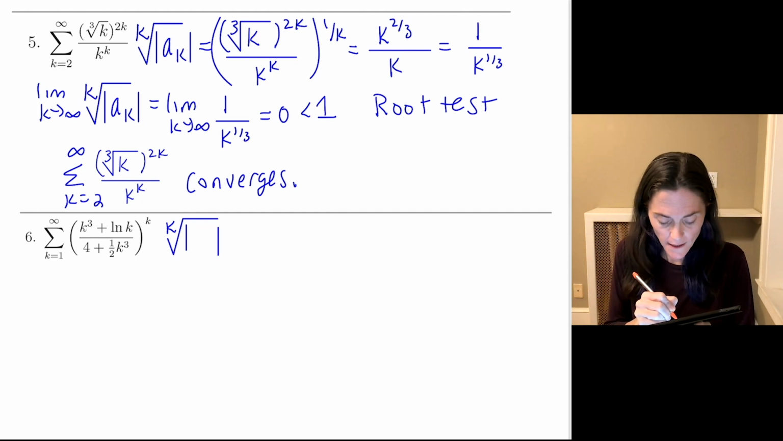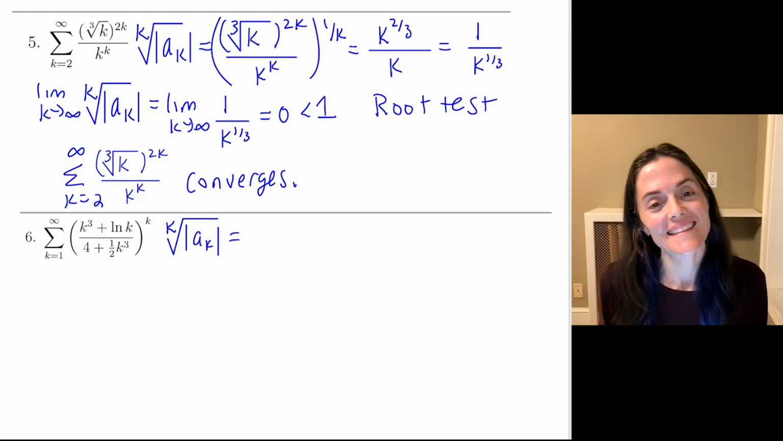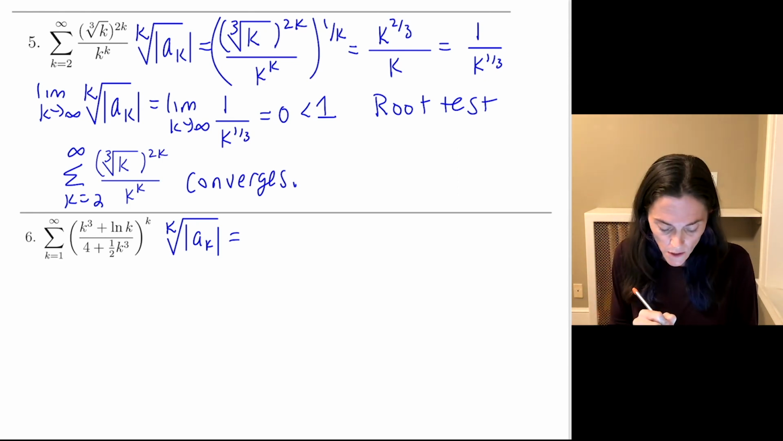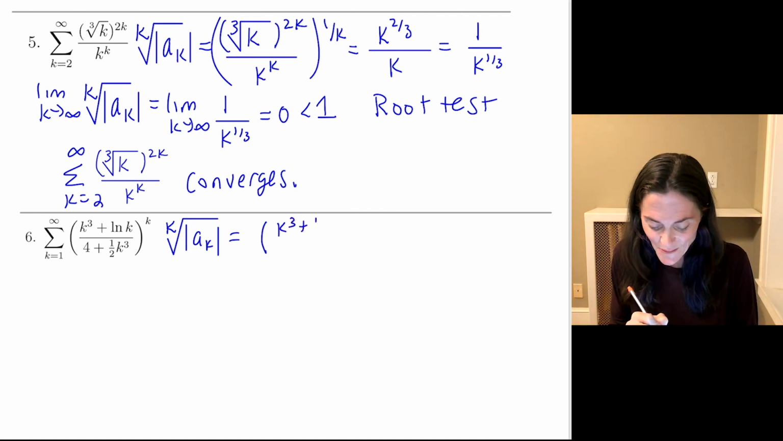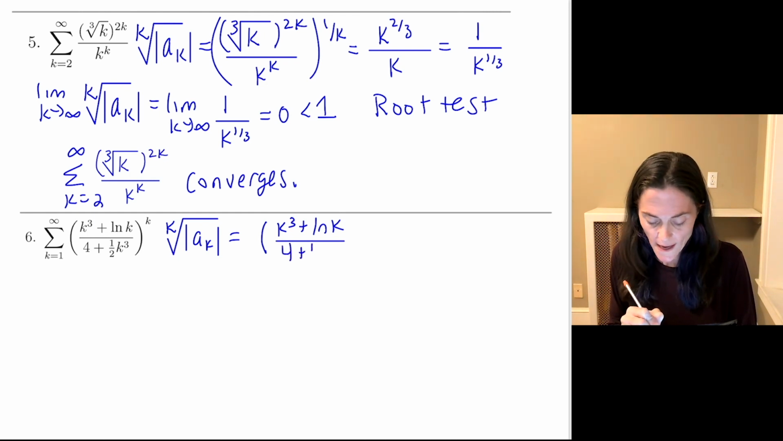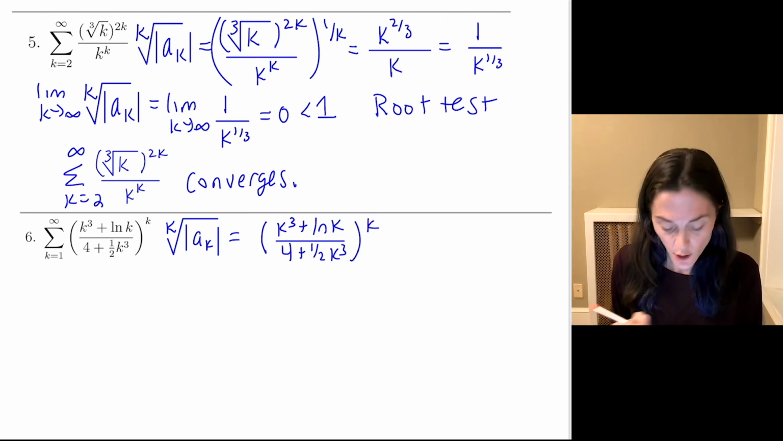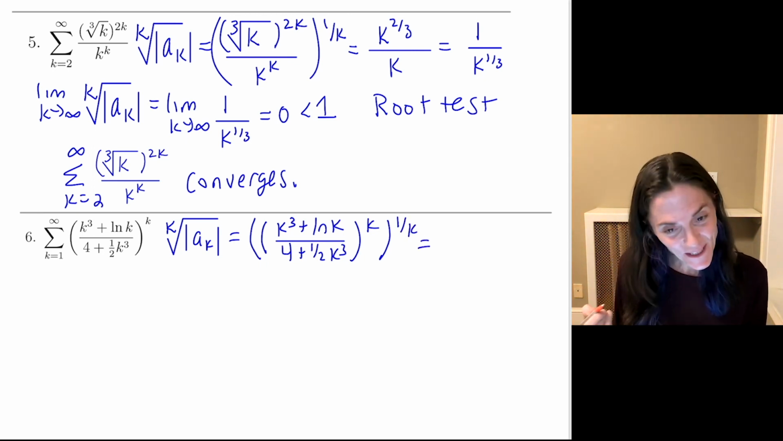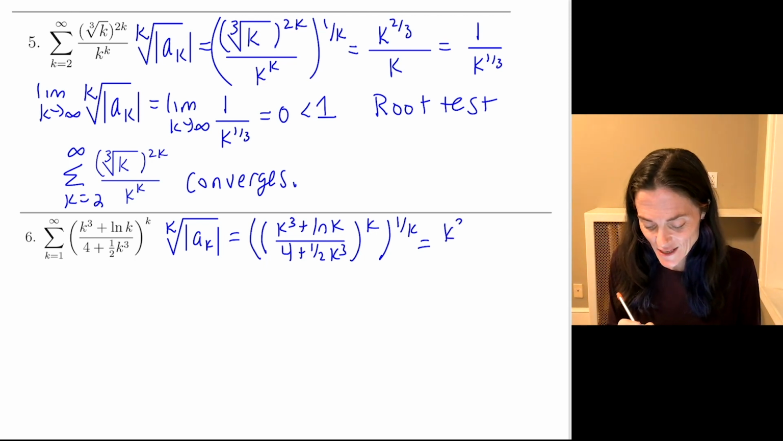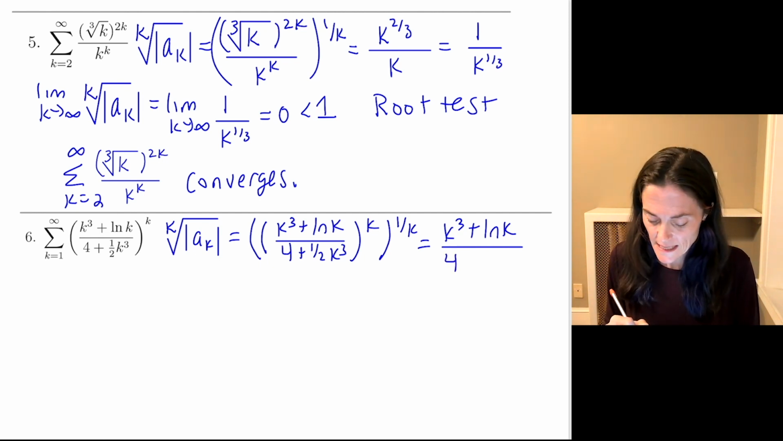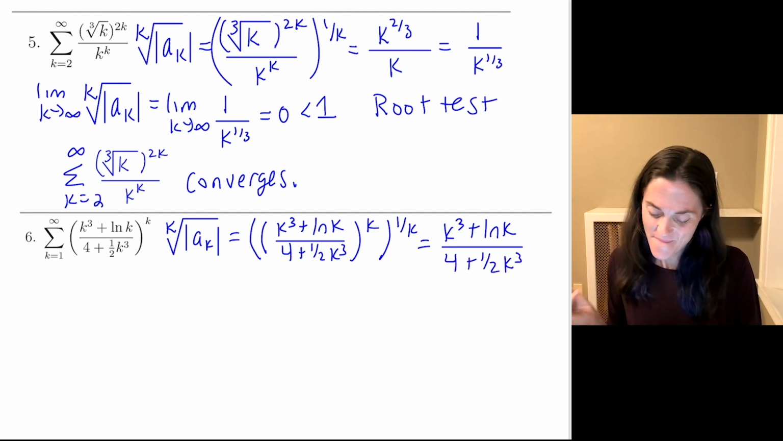Now here everything is non-negative, so I don't really need the absolute values, but generally we would if we had a series with positive and negative terms. So you notice my terms are k cubed plus natural log k, and then we divide by 4 plus 1/2 k cubed, to the k. That's the kth term. Now raise this to the 1 over k power. Power to a power, we multiply. We're left with just this, k cubed plus ln k divided by 4 plus 1/2 k cubed.